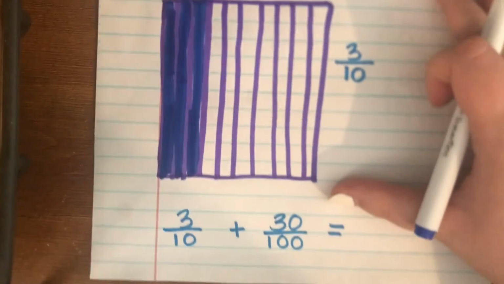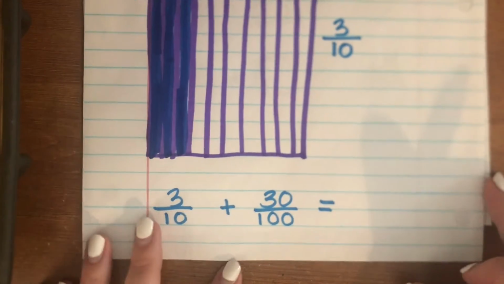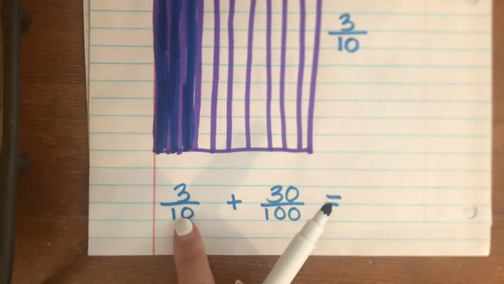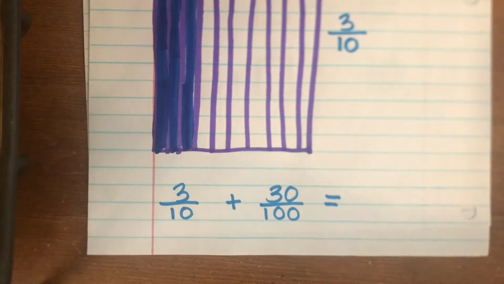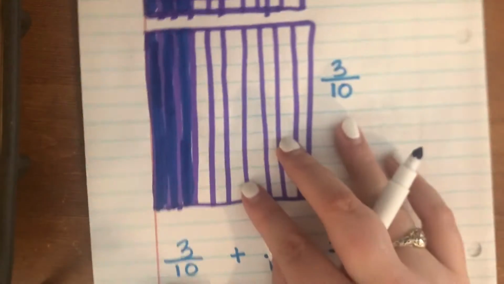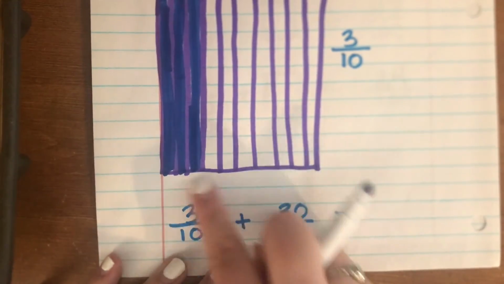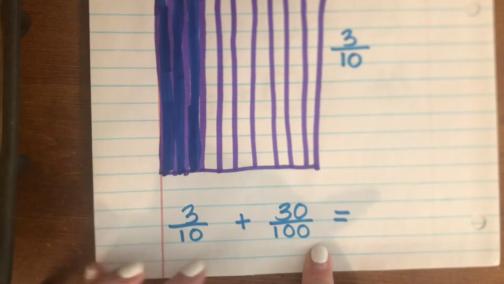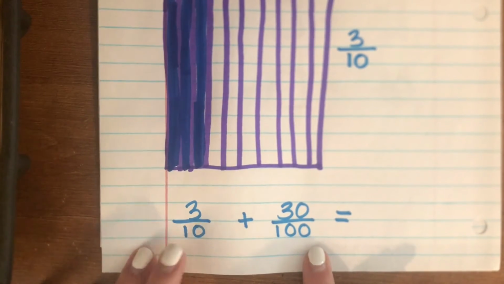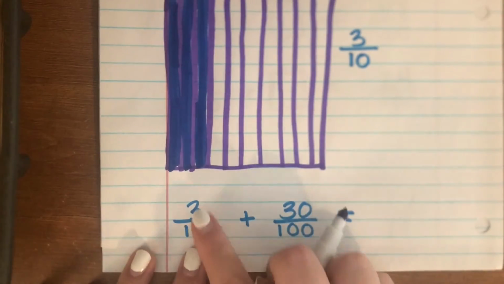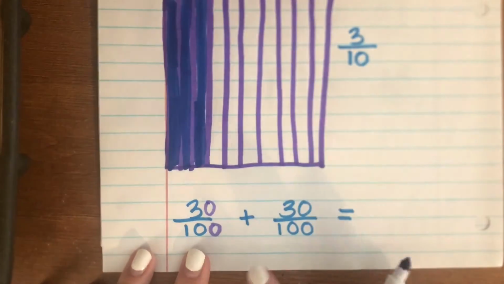So if I come down here and I'm looking at a question that's asking me to add 3/10 plus 30 hundredths, these have unlike denominators. However, if 30 hundredths is equivalent to 3/10, if these are the same amount, then all I need to do is change this fraction to be equal to this fraction when it comes to the denominators. I want my denominators to match. So I want them both to be hundredths. So if I change this to hundredths, 3/10 would be equal to 30 out of 100.